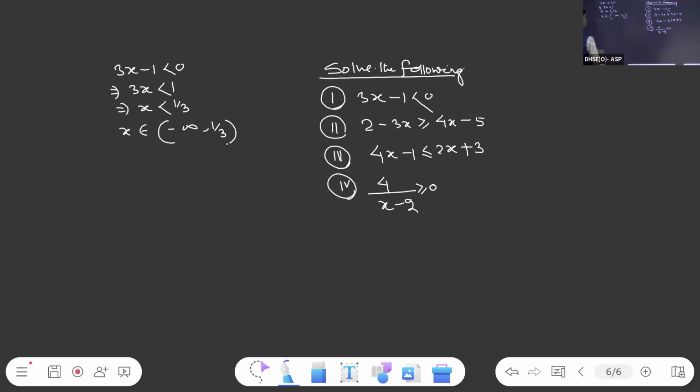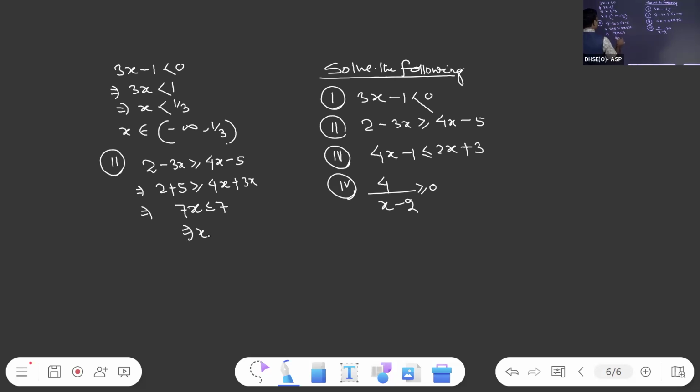Okay, let's come to the second one. Second one is 2 minus 3x greater or equal to 4x minus 5. So taking all x into one side, 2 plus 5 is greater or equal to 4x plus 3x, or you can say 7x less or equal to 7. This implies x less or equal to 1. So x belongs to negative infinity to 1 closed.